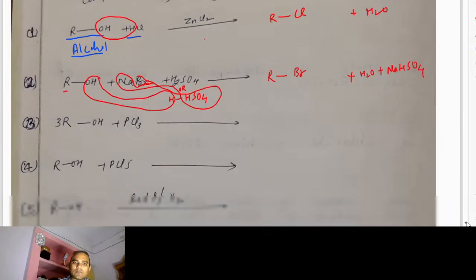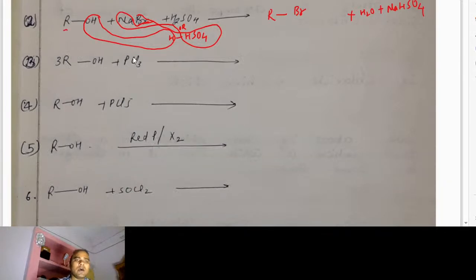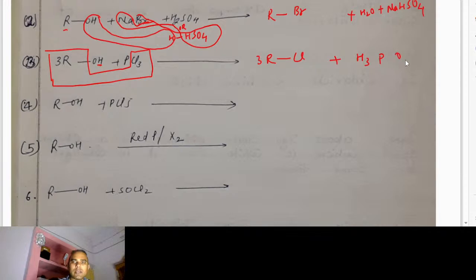Now PCl3, a trihalide, you are using. Whenever PCl3 is there, you take 3 molecules of alcohol. Only 2 products are going to form. Here 3R is reacting with 3Cl, so it forms 3RCl. Secondly, what is left is 3H, 1P and 3O, written as H3PO3. So this is H3PO3. Again it is a method for preparation of haloalkane.